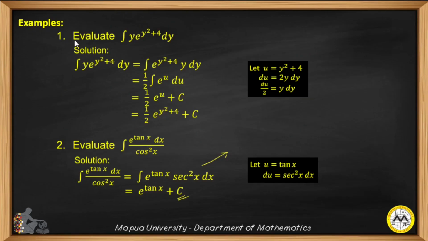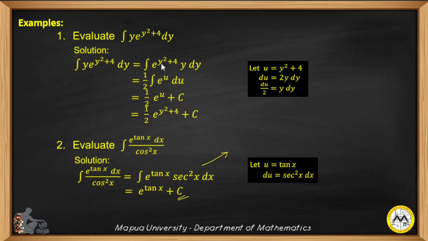So let's take an example. Suppose we are asked to evaluate the integral of e raised to y squared plus 4 dy. So we let u be the exponent of e, which is y squared plus 4, and then we take the differentials of both sides, so du is 2y dy. But if you look at the integrand, there is a missing constant of 2, but y dy is part of the integrand. So to remove 2 and to solve for y dy, you divide both sides of this equation by 2 to get y dy is du over 2.